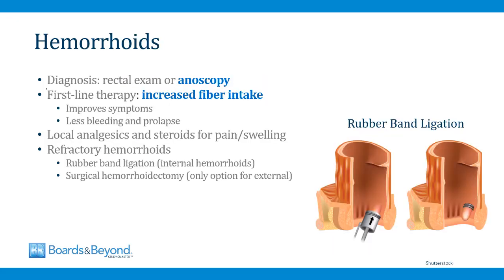The diagnosis of hemorrhoids is usually made either by direct examination on rectal exam, or you can use an anoscope, which we talked about earlier. This is a short rigid scope that can be advanced into the anus to identify hemorrhoids.